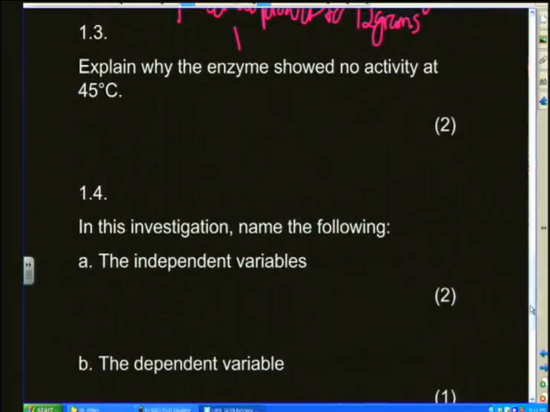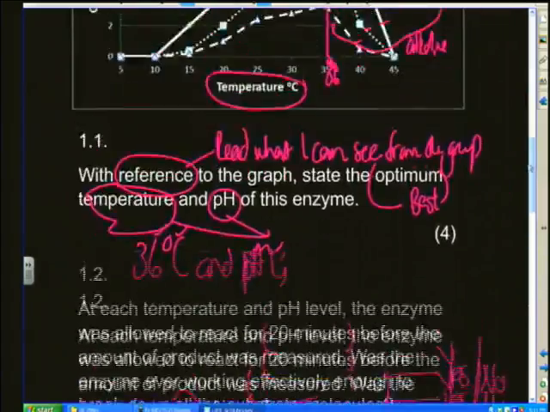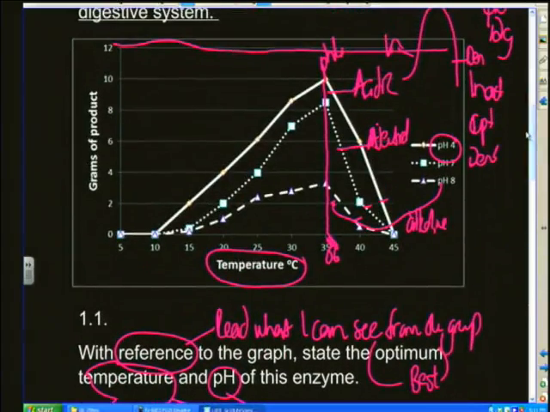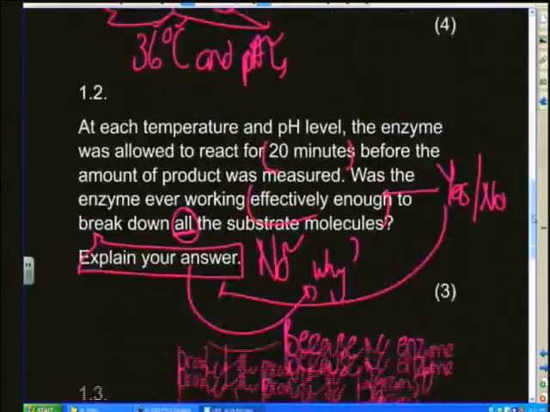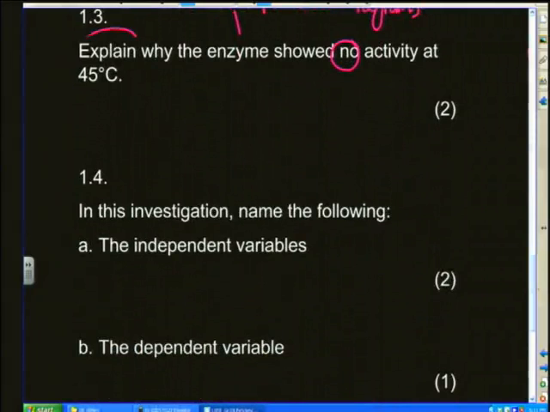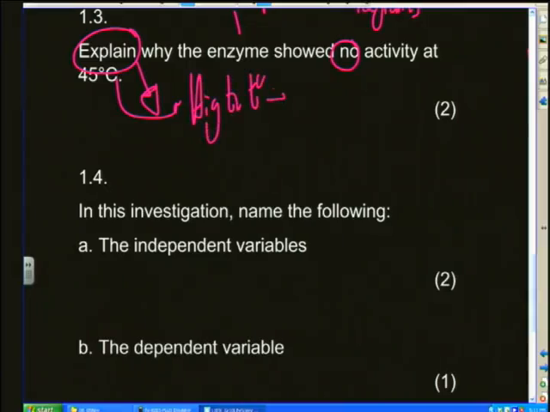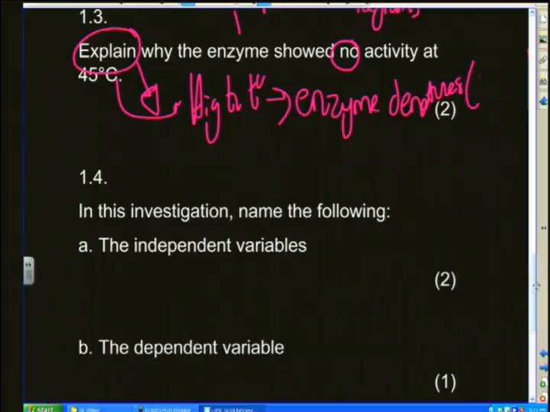Explain why the enzyme showed no activity at 45 degrees. Now, if we go back to our graph, right here, 45 degrees, why does it not show any? What happens at very high temperatures? Okay, explain. So 45 degrees is a high temperature. What happens at high temperatures? My enzyme denatures. Okay, and remember, denatures means it changes shape.